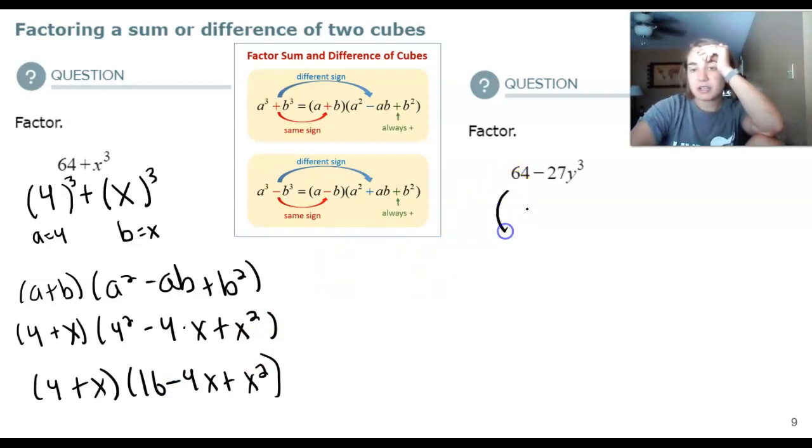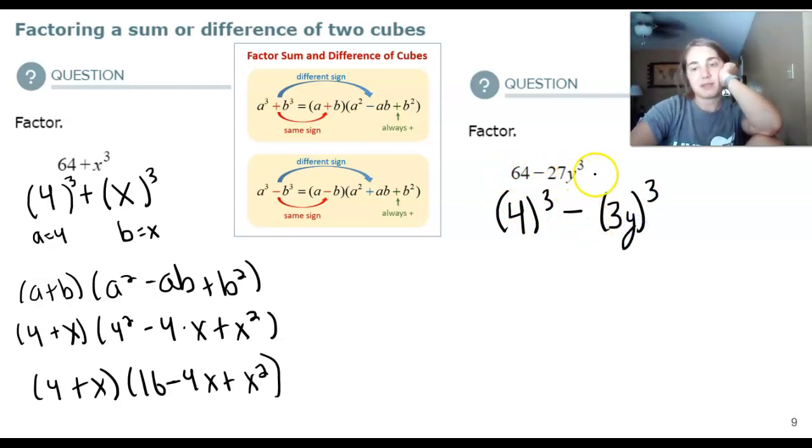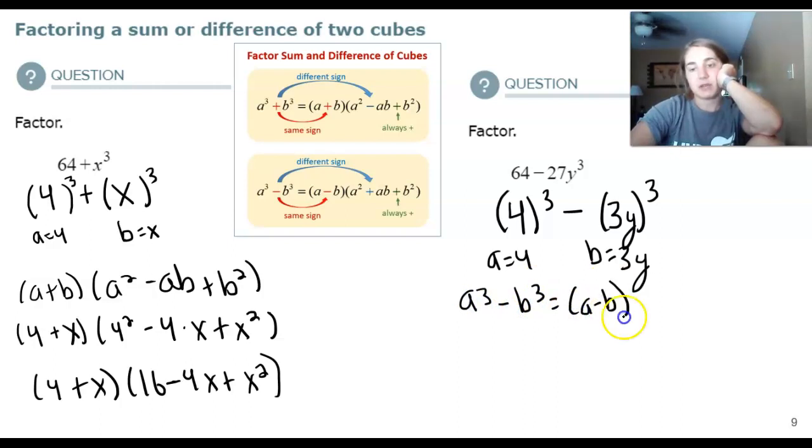We want to go ahead and see if we can write this as something cubed plus or minus something cubed. We know that 4 times 4 times 4 is 64. 3 times 3 times 3 is 27. Y times y times y is y to the 3rd. So my a is 4. My b is 3y. I use a subtraction sign. So this is the difference of cubes. I'm just rewriting the formula. If you don't need to do that, you don't need to do that.